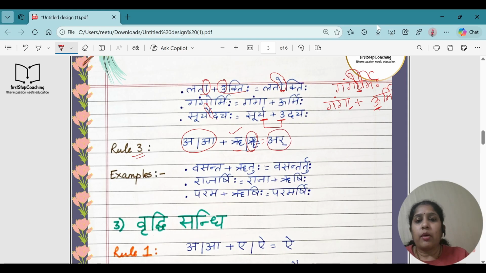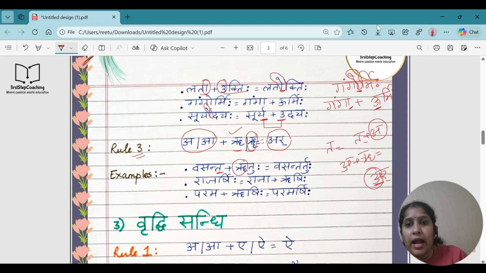So let's decode how it works. Now if you see the first word, it is Vasant plus Rituhu. Vasant, ta, it is ta plus A. So the first word is ending with A, and the second word is starting with Ru. So A plus Ru should make Ar. We can't write the vowel A as it is in the middle of the word. So this A or Aa, whatever it is, that matra we add with the last letter. So it is Vasanta, and ta plus A will become full ta only.